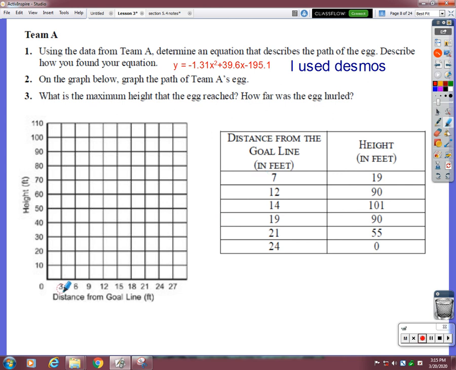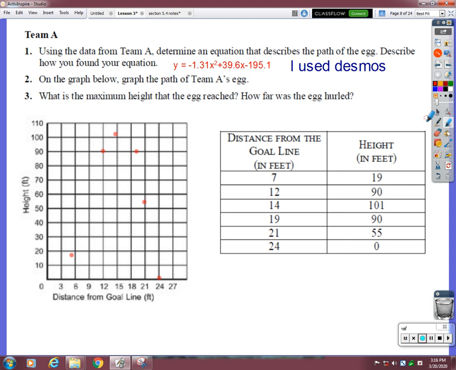So at 7, it was at 19. So 7 and 19 gets a dot about there. Then 12 and 90 is about there. Then 14 and 101, it's about there. Bryson, put your phone away. 19 and 90. So now we're on our way back down. 21 and 55. And 0. Oh, 24 is where it hit the ground again.